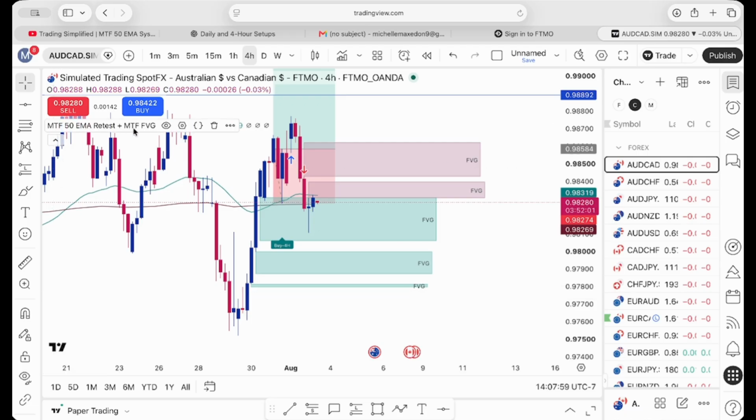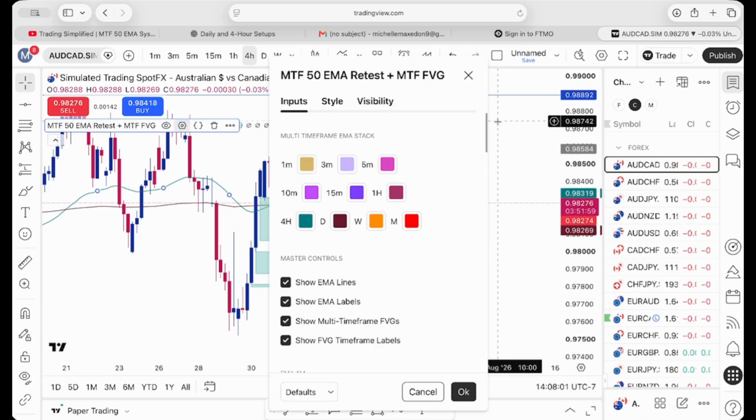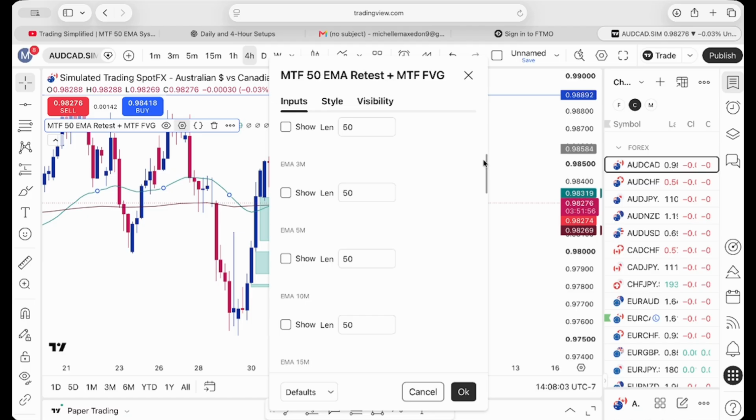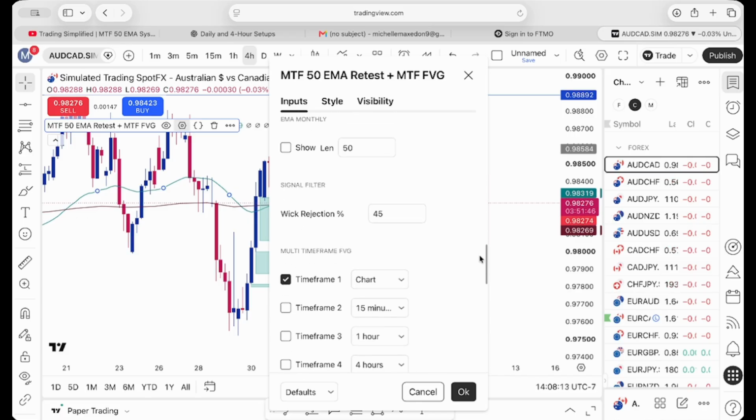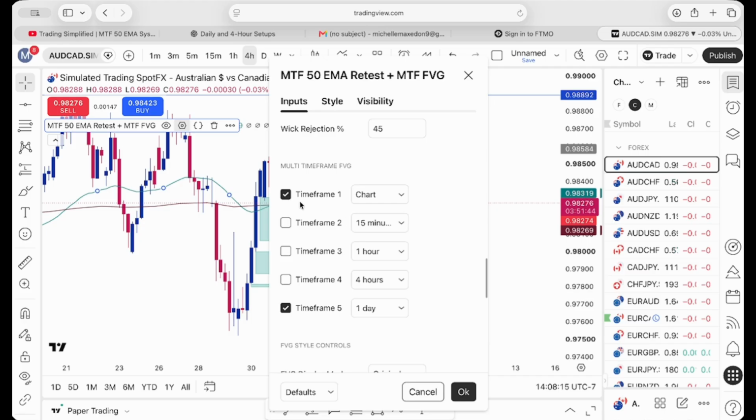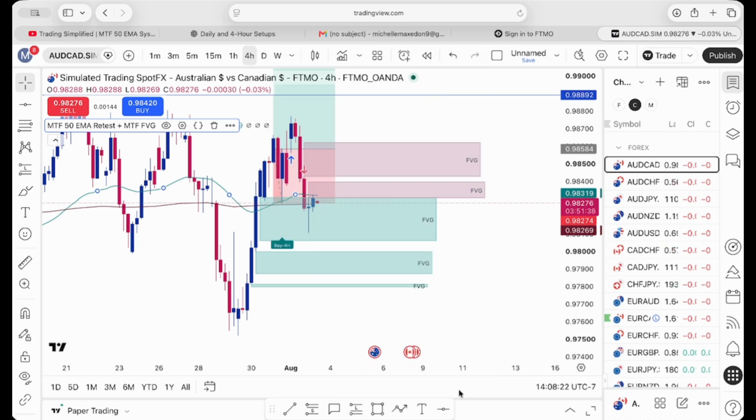Okay, so we want to go up here and make sure our indicator settings are marked off correctly. We are currently on the 4-hour time frame, so let's make sure we have the 4-hour EMA selected. And I always like going up one time frame, so select the daily. Then let's check our fair value gaps. Make sure you have time frame 1 selected and then time frame 5 selected. This is the daily fair value gaps.